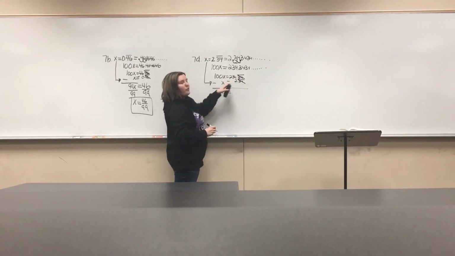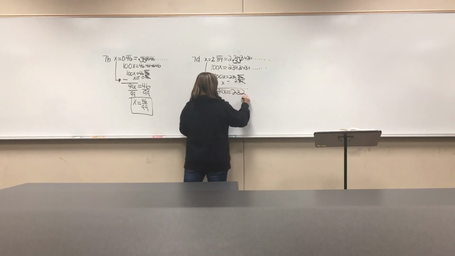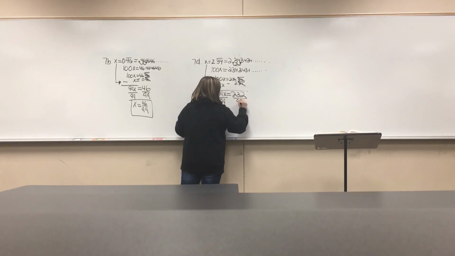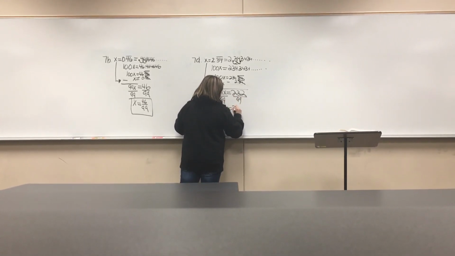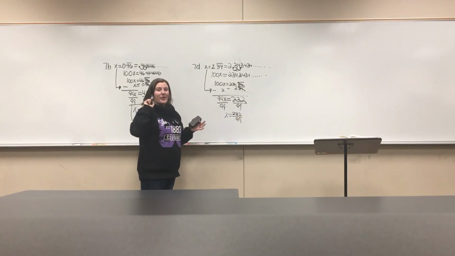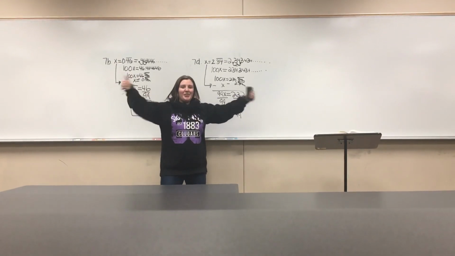And then we know 234 minus 2 equals 232. So again, we want to divide. And we get x equal to 232 divided by 99. And there's not a single number that can go into both of these numbers. So we are done.